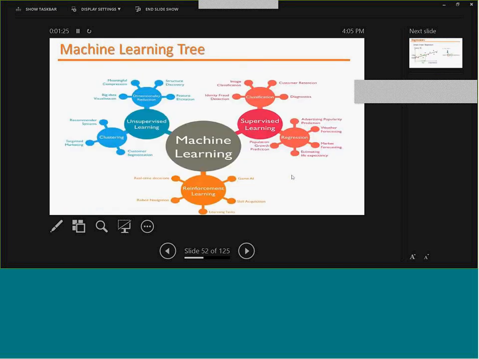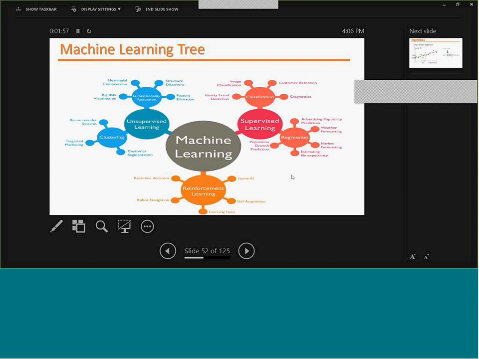Therefore, with this machine learning tree, a higher level machine learning has three different branches. The very first one is supervised learning, then unsupervised learning, and reinforcement learning. As part of supervised learning, we have classification related algorithms, which serve for identity fraud detection and also help us with image classification. We have regression algorithms, which help us to predict population growth and also do marketing forecasting.